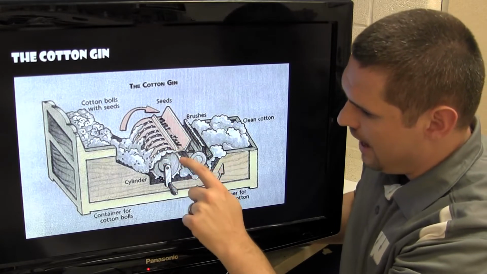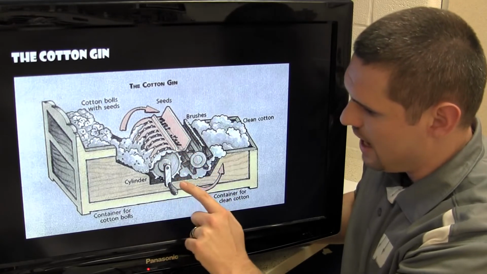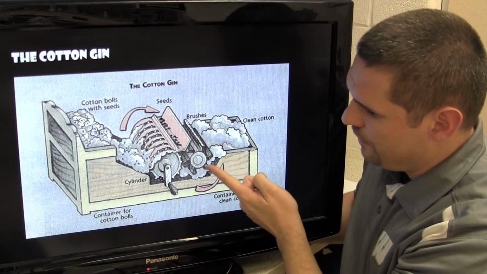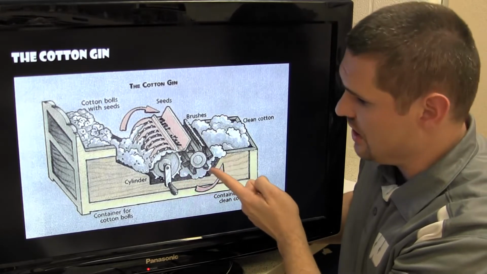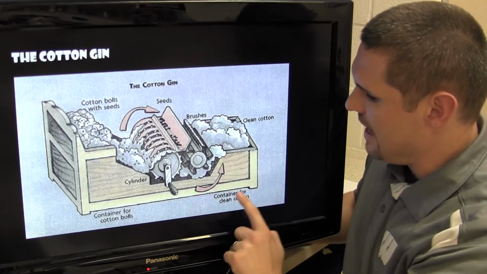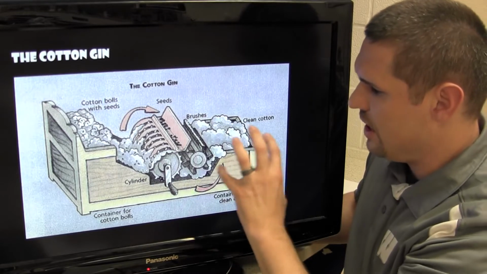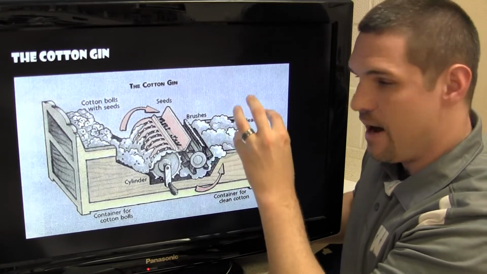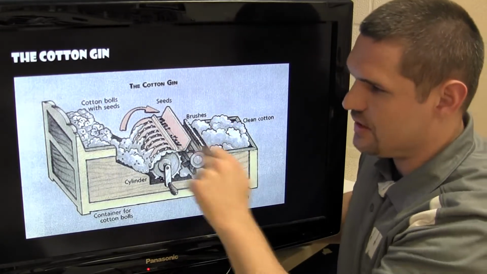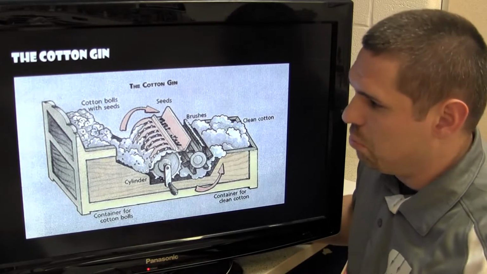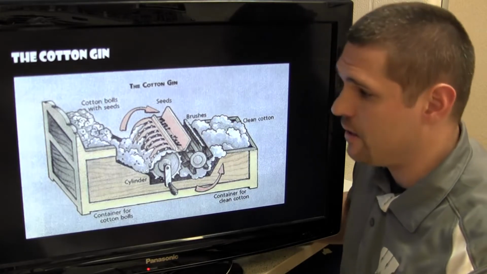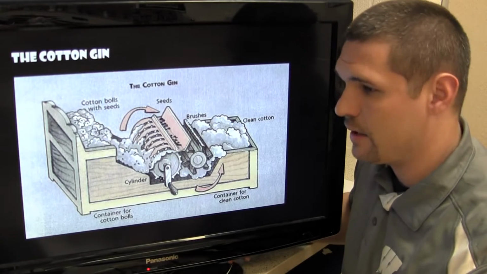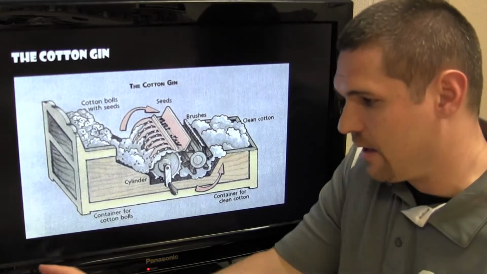And then the cotton fibers continue on in the process and are cleaned out further with smaller brushes. And then hopefully at the end in this container, or at the end of the chamber, you have clean cotton with all the seeds back here. Pretty simple design, but effective, and it made cotton cleaning a lot more effective and more efficient.